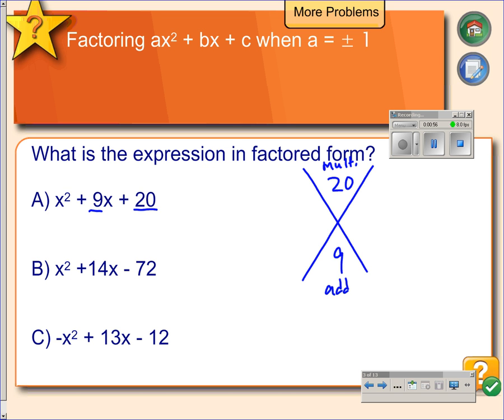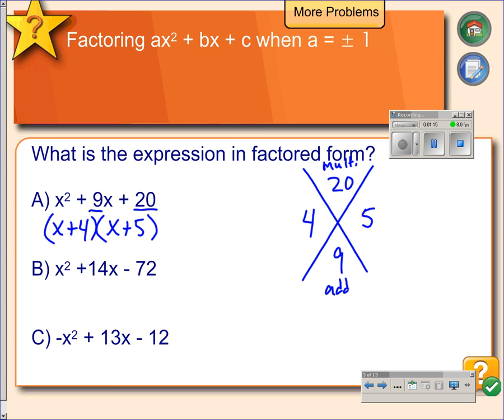So those 2 numbers would be 4 and 5, because 4 times 5 multiplies to make 20, and 4 plus 5 adds to make 9. So these are the values that we would use in our factoring. So we have x plus 4 and x plus 5.